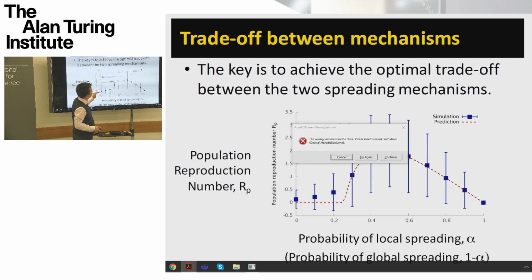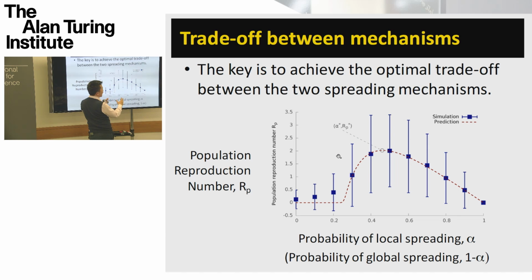And our model's theoretical prediction coincides very well with the numerical simulation. From these results, it's very clear that by changing the ratio at which the two spreading mechanisms mix together, we can change the total outbreak size massively. And here is the optimal point, which looks like 0.45.